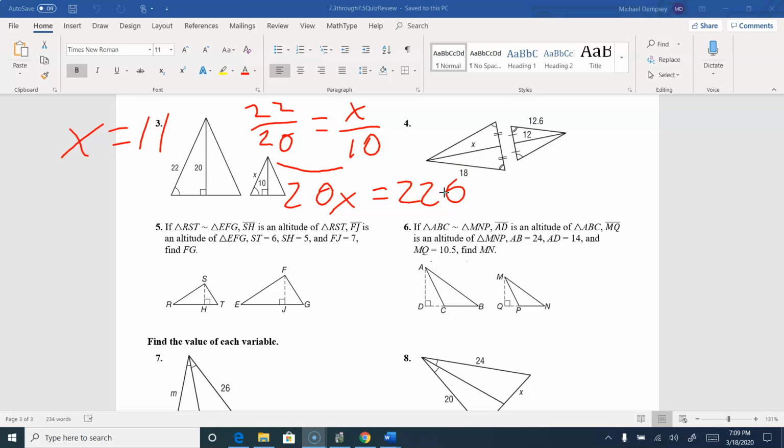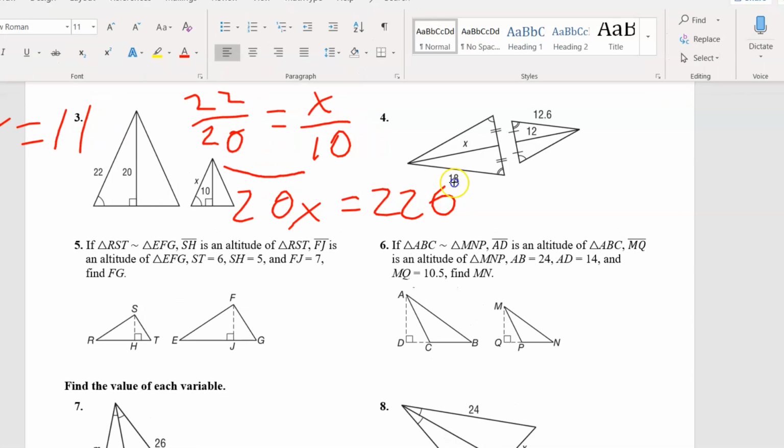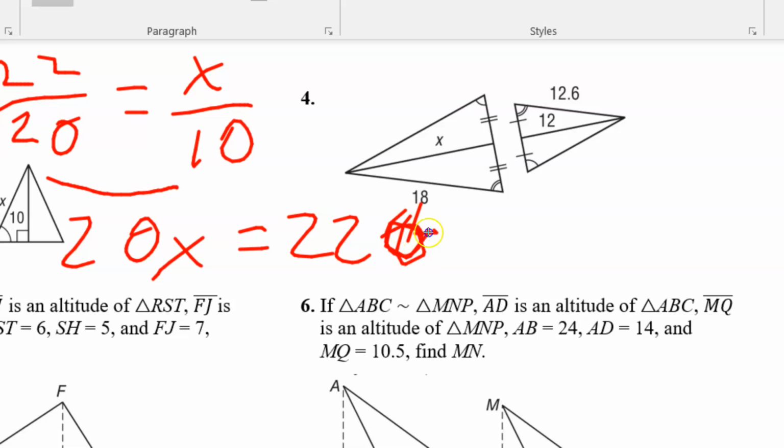So when I cross multiply, 20x equals 22 times 10, which is 220. And then we divide by 20. And either way, we get x equals 11.